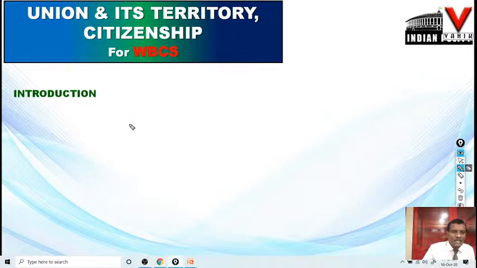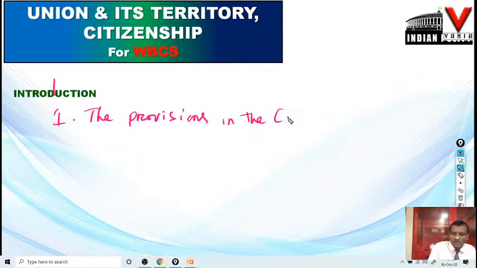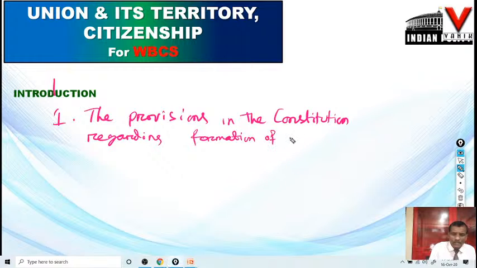First we shall learn Union and its Territory. In this part we shall be dealing with the articles, the provisions in the Constitution regarding the formation of states, and regarding formation of new states. That is, what is the Union. Number 2, the evolution of states, how the states evolved.